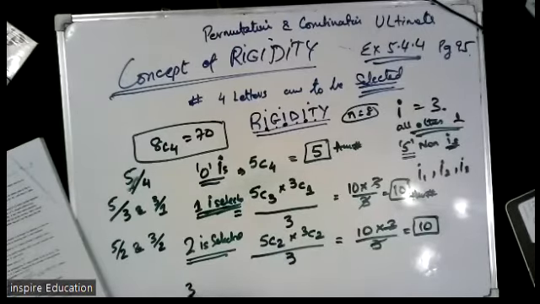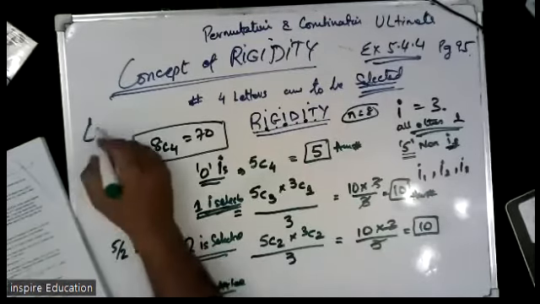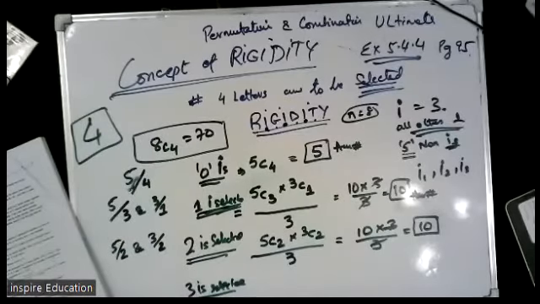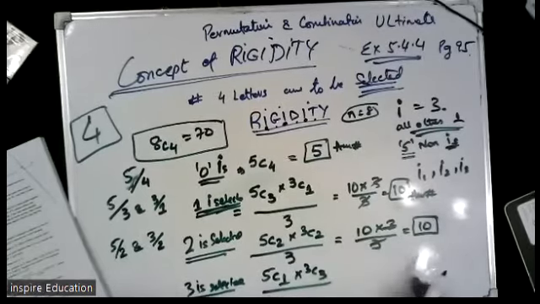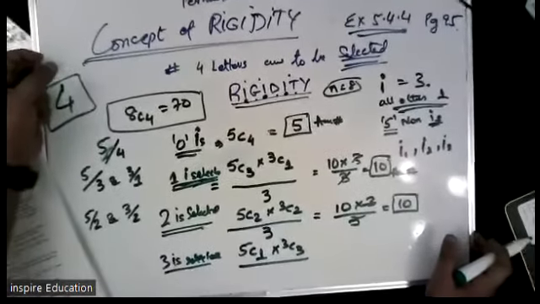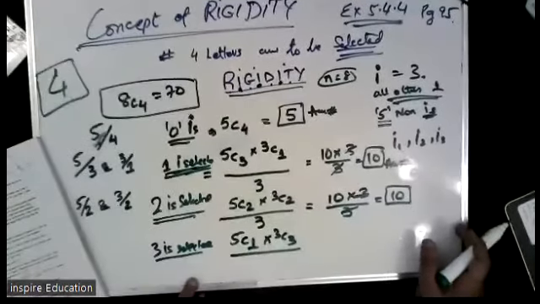And all 3 eyes selected. If 3 eyes are being selected, then there will be 1 non-eye selected. You have to select 4 in total, right? So out of 5 non-eyes, we select 1. And out of 3 eyes, we select 3. 3C3 is 1.